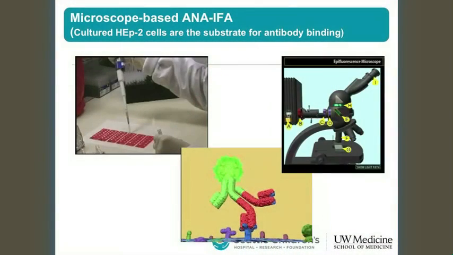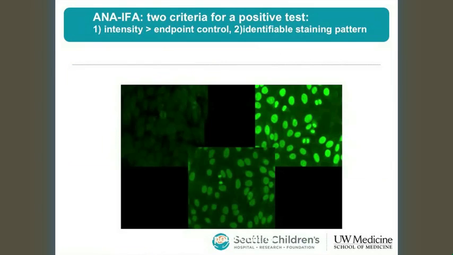Okay, so this is the IFA. Many of you are familiar with it. These are the multi-well plates coated with Hep2 cells. This is an antigen on the Hep2 cell, let's say a double-stranded DNA antigen. This is the patient's autoantibody in red, and then the fluorescence-conjugated anti-human antibody, which is the signaling antibody. And then this is interesting.